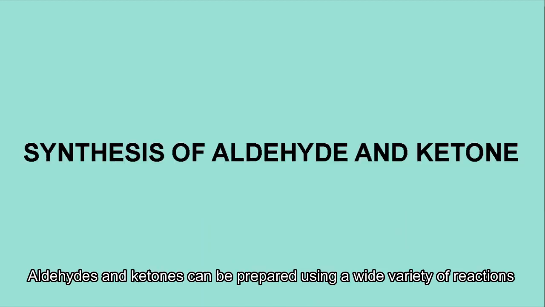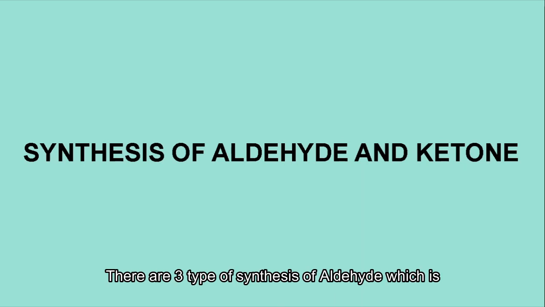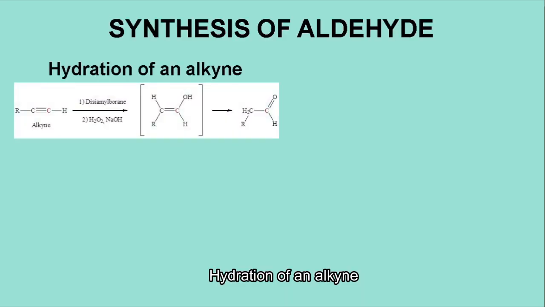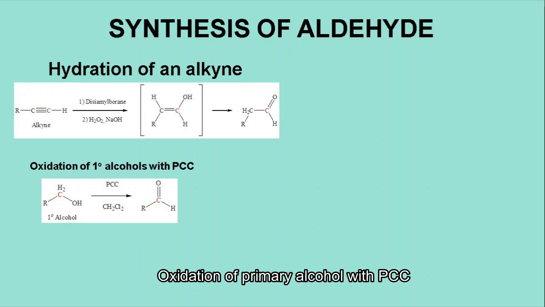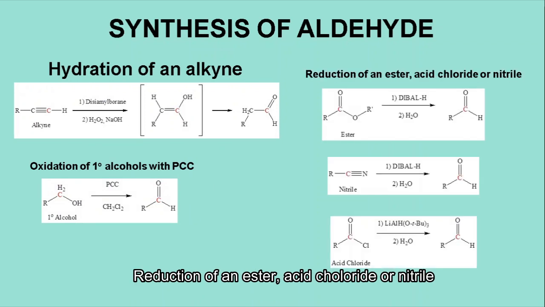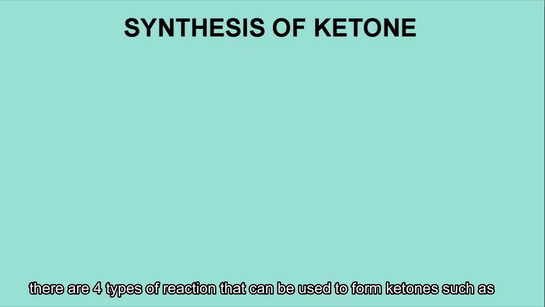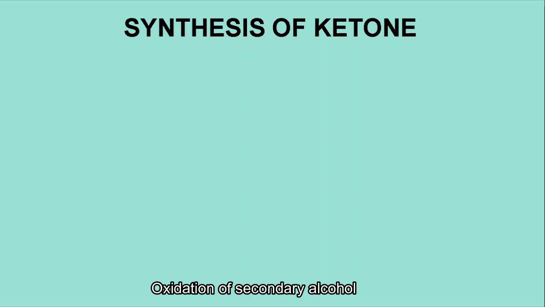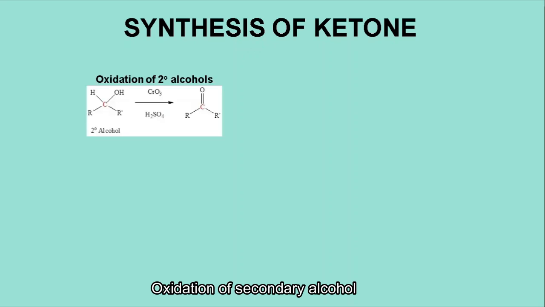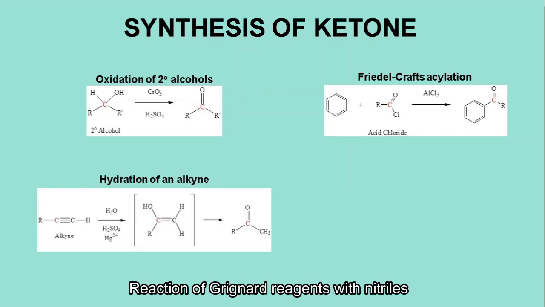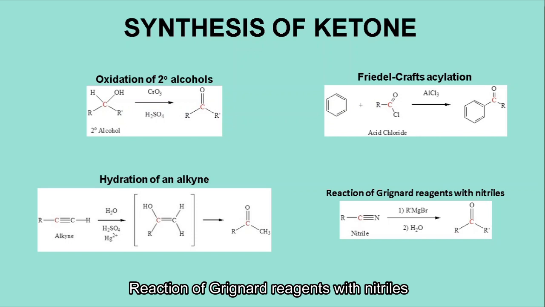Aldehydes and ketones can be prepared using a wide variety of reactions. There are three types of synthesis of aldehyde, which are hydration of an alkyne, oxidation of primary alcohol with PCC, and reduction of an ester, acid chloride, or nitrile. And for synthesis of ketones, there are four types of reactions that can be used, such as oxidation of secondary alcohol, Friedel-Crafts acylation, hydration of an alkyne, and reaction of Grignard reagents with nitrile.